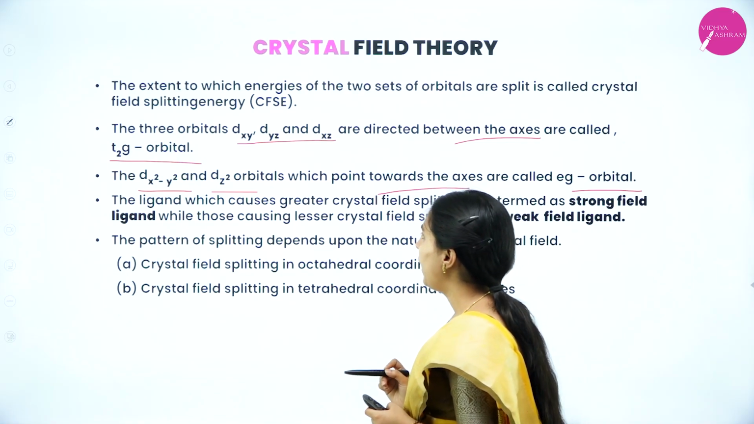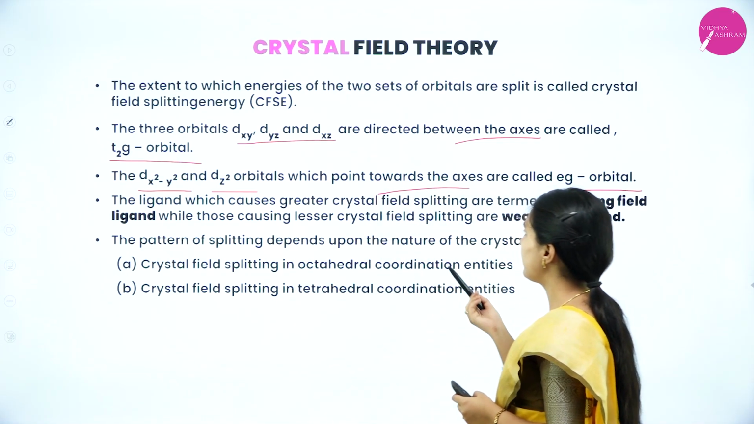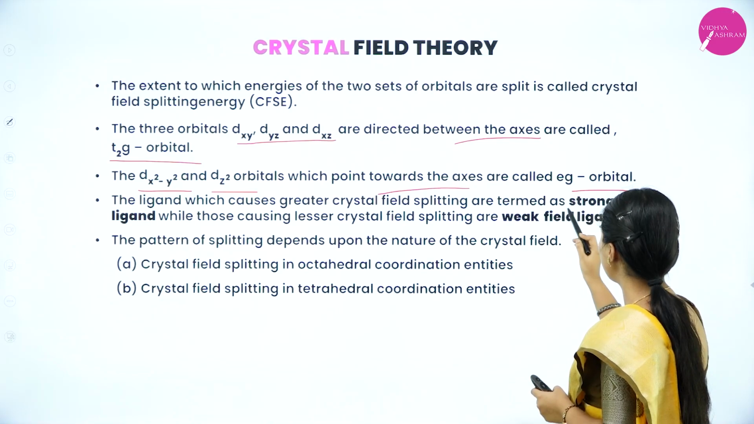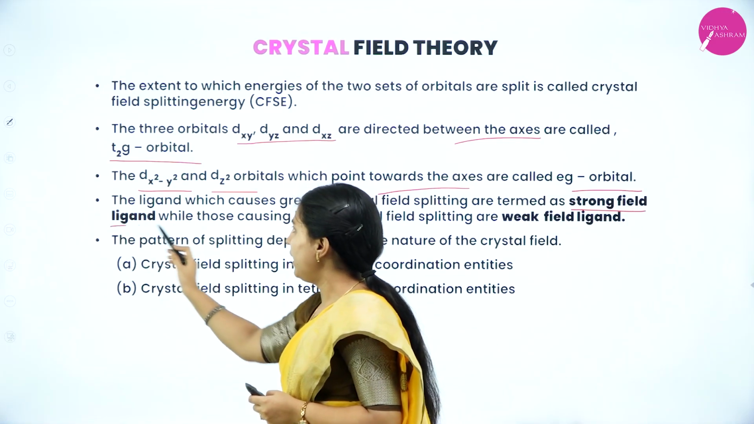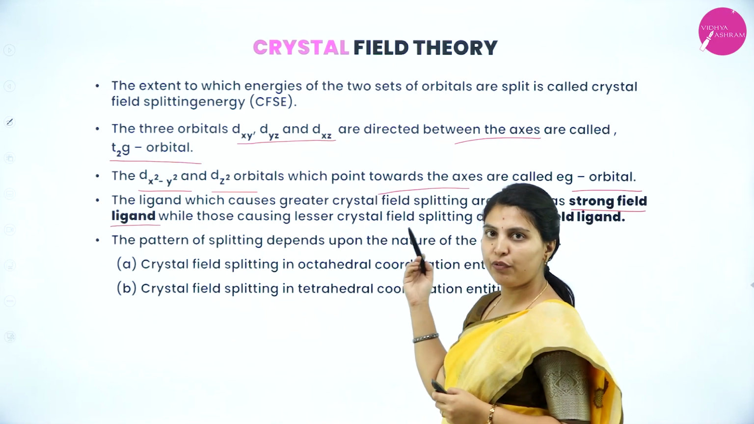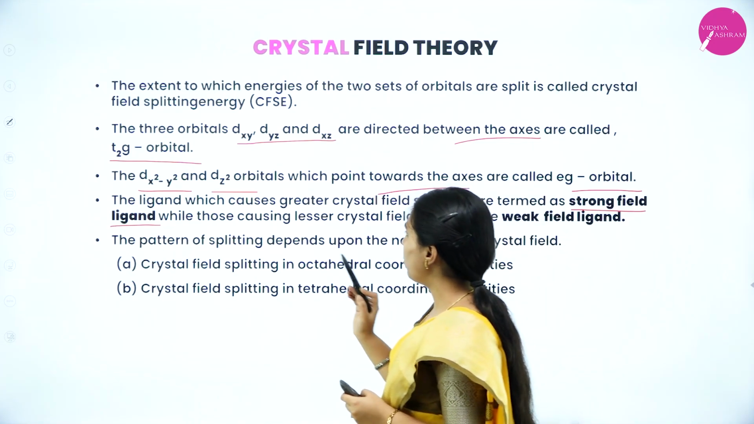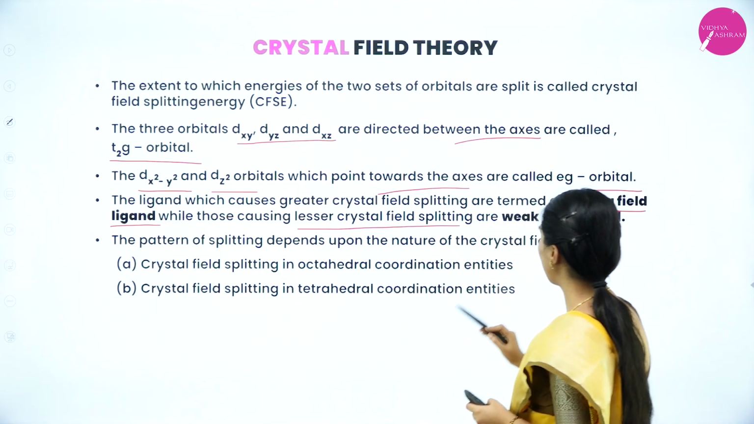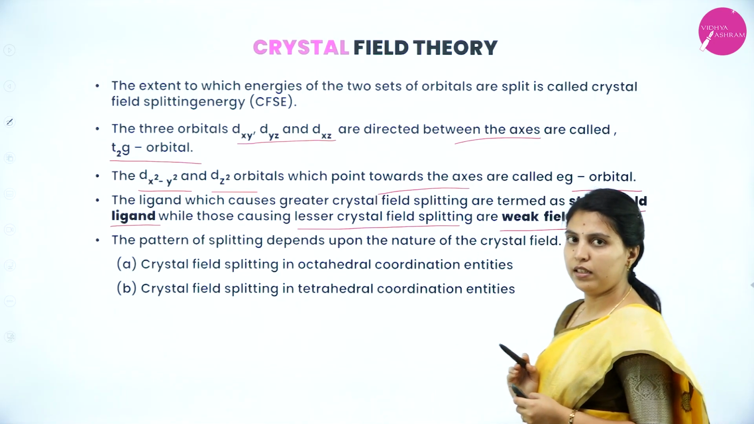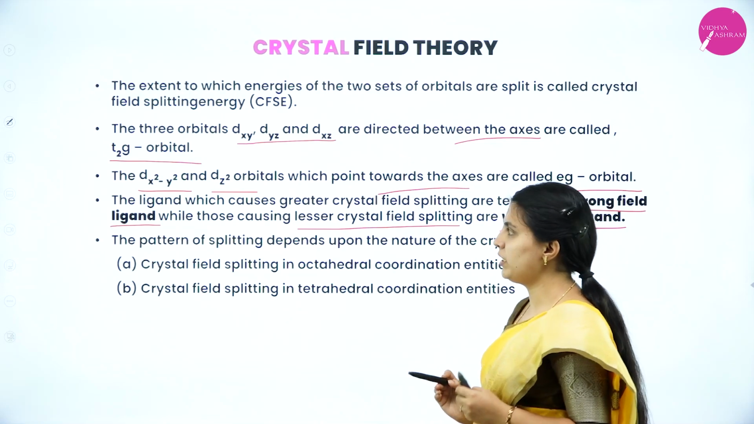The ligands which cause greater crystal field splitting are termed strong field ligands, while those which cause lesser crystal field splitting are called weak field ligands. These 3 points are very important.